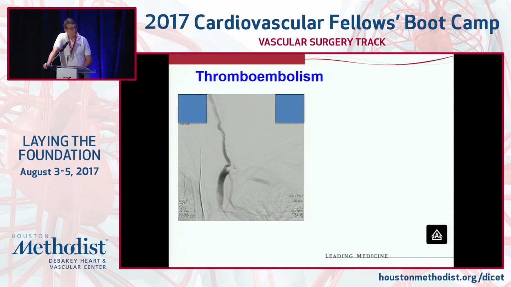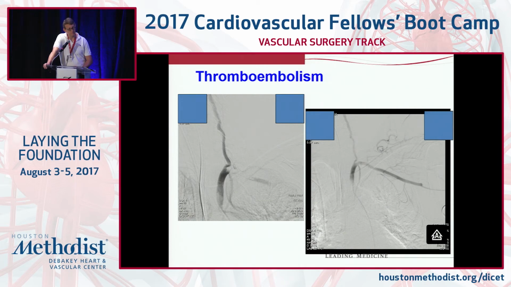So thromboembolism, here's an example of this, where you see thrombus in the subclavian artery just distal to the vertebral artery. You can imagine that that's quite a bit of stroke risk, posterior circulation stroke risk, in addition to a risk to the arm.